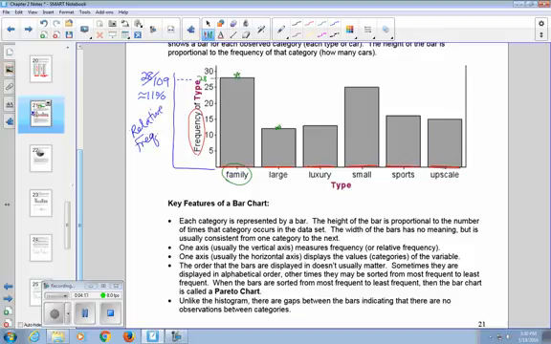Okay. All right, back to our list. Third bullet: one axis, usually the horizontal axis, displays the values, the categories of the variable. The order that the bars are displayed in doesn't usually matter. Sometimes they're displayed in alphabetical order. Other times they may be sorted from most frequent to least frequent. When the bars are sorted from most frequent to least frequent, then the bar chart is called a Pareto chart. Unlike the histogram, there are gaps between the bars, indicating that there are no observations between categories. In other words, it's not continuous data.